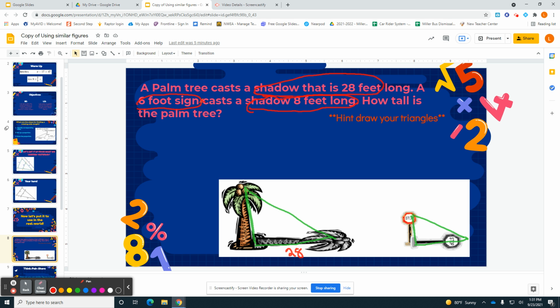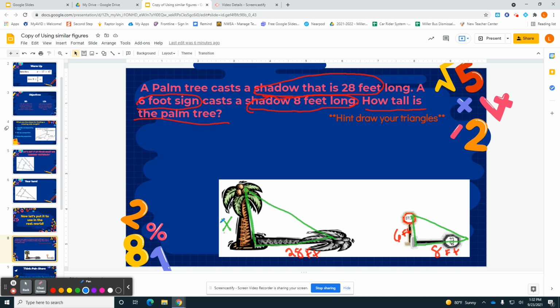Okay. Now it says you have a 6-foot sign. So a 6-foot sign, that should be along with my sign. Cast a shadow that is 8 feet long. Okay, so these are feet. All of our unit is feet. Do we know the height of the palm tree? No, because that's what we're looking for. It says how tall is the palm tree. So since that's the one we don't know, that's going to be our x. So now we can use that information to set up our picture.